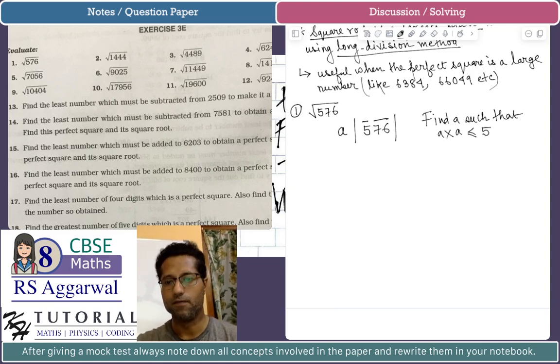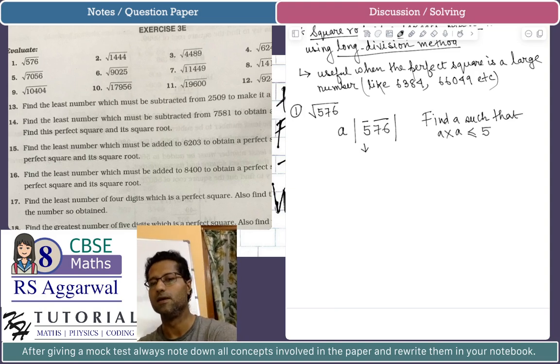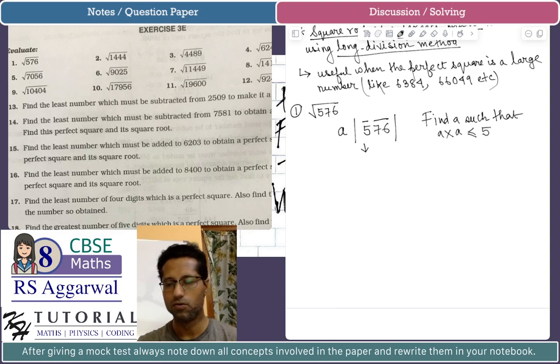So what will A be? A definitely cannot be 3 because 3 into 3 is 9. It will be 2 because 2 into 2 is 4, which is less than or equal to 5.